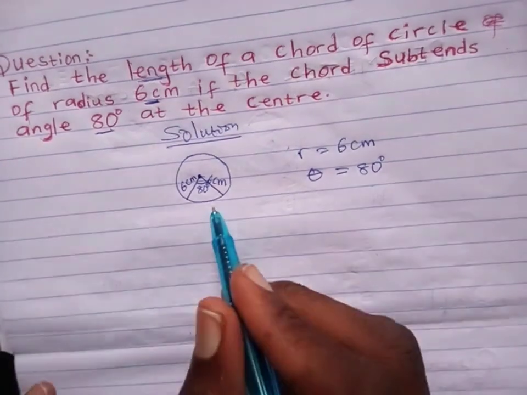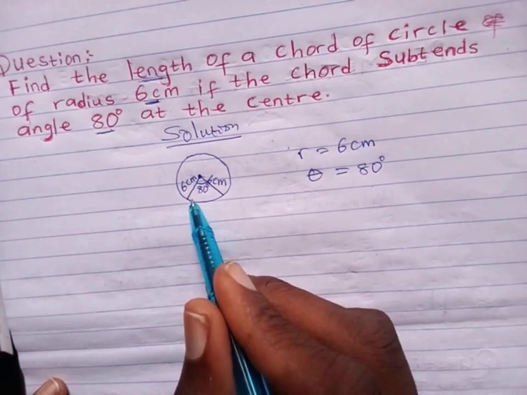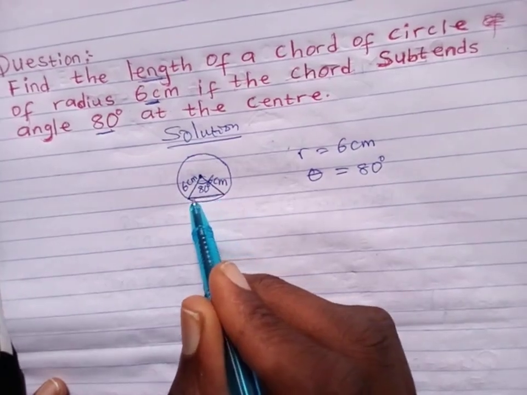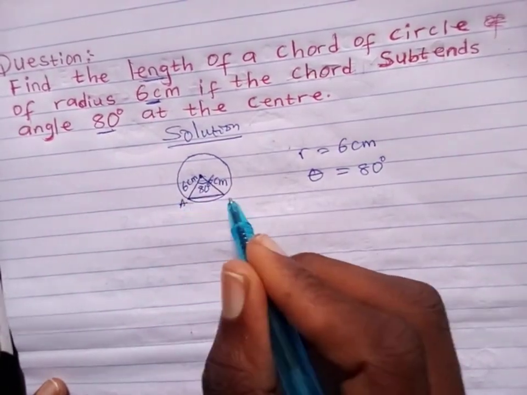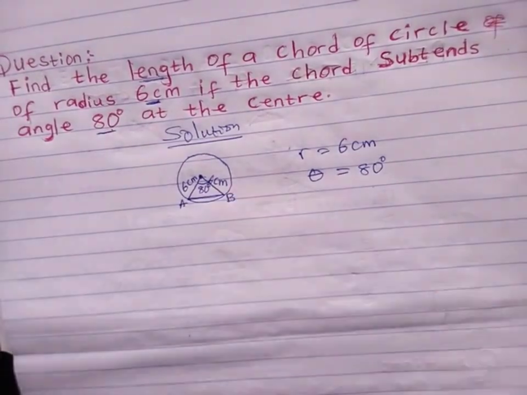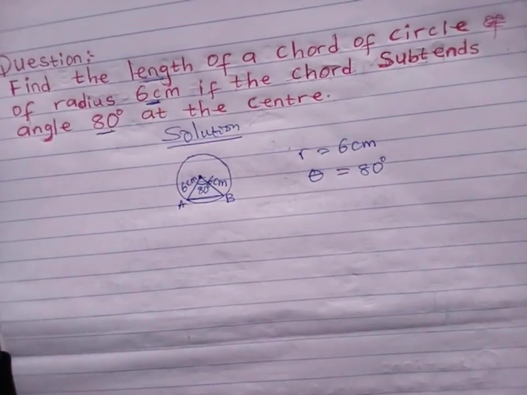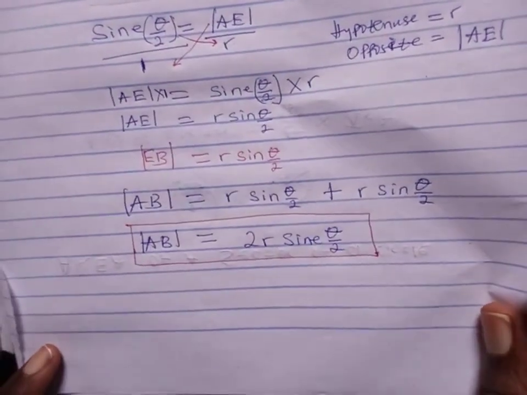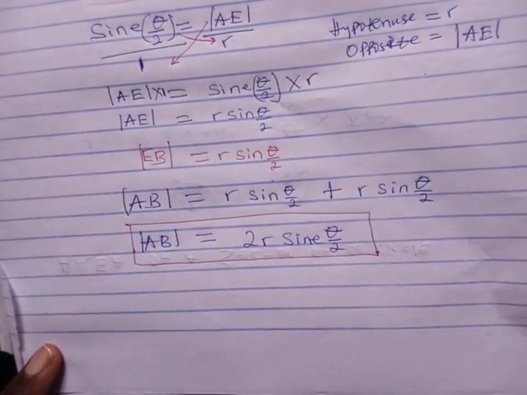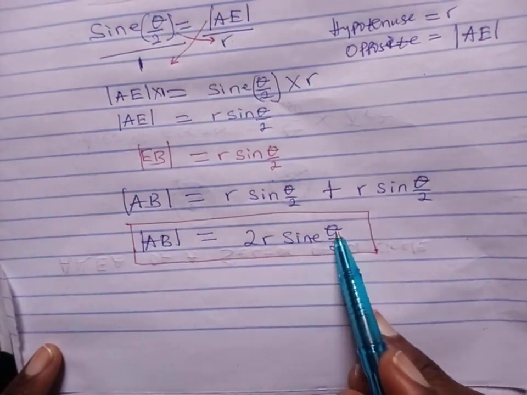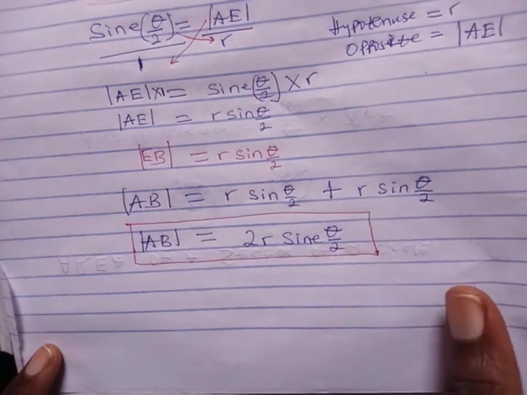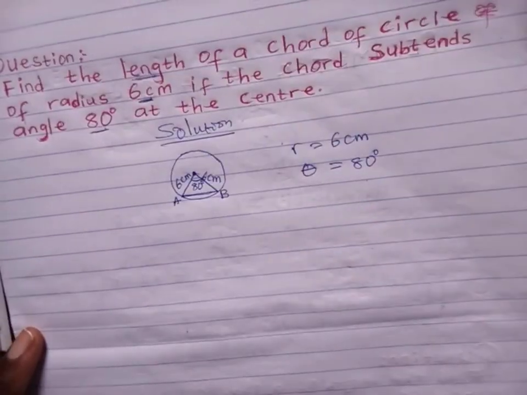Now, what are we required to find? We are required to find this very line. That's the length of the chord. This is the chord. Let's label this chord AB. This is the length of chord we are required to find. Now, from the formula we derived, remember that the length of chord AB is equal to 2R sine theta divided by 2. This is the formula we obtained. So now let's apply this formula.